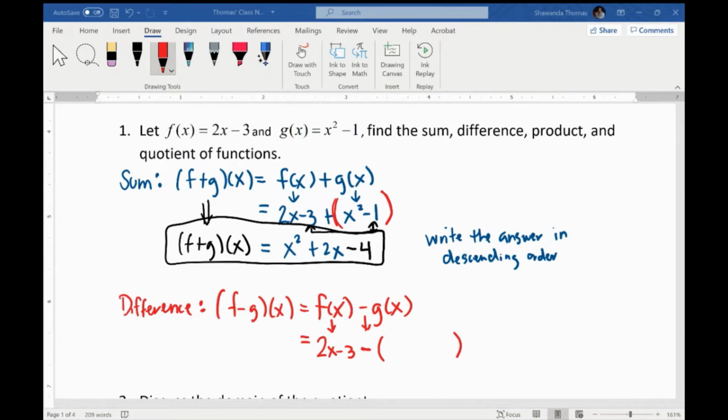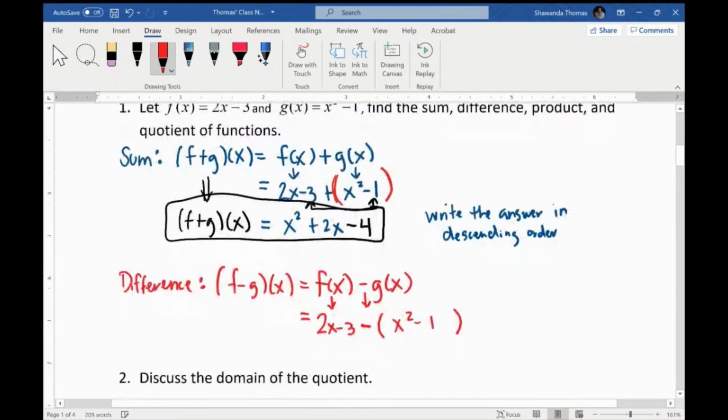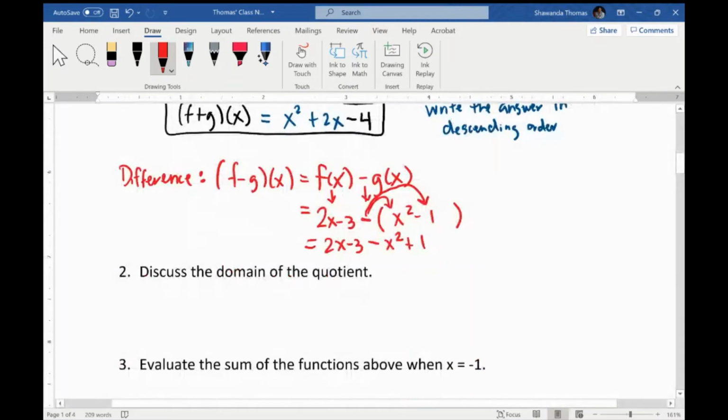But for difference, if we are subtracting the entire function, we have to put a parenthesis around it, because we're going to show you in the next step. If we put x squared minus 1 right here, what happens? We got to subtract all of that. So 2x minus 3 minus x squared. And what else do we have? Plus 1, because negative times a negative is positive. All right. What's the final answer?